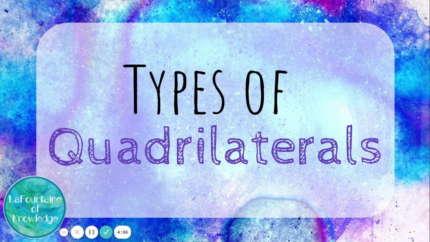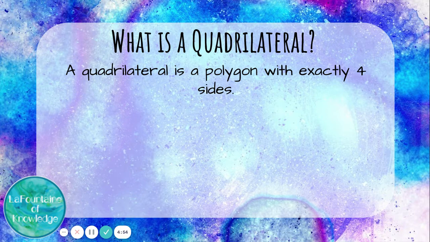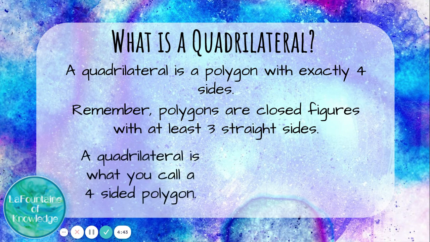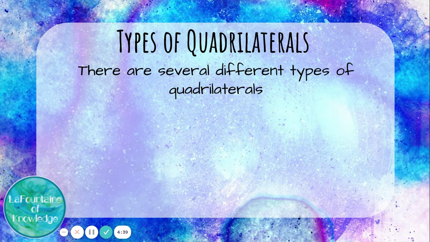Types of quadrilaterals. A quadrilateral is a polygon with exactly 4 sides. Remember, polygons are closed figures with at least 3 straight sides. A quadrilateral is what you call a 4-sided polygon. There are several different types of quadrilaterals.